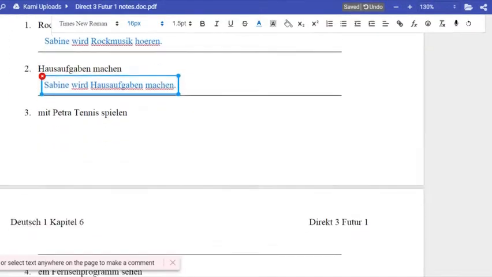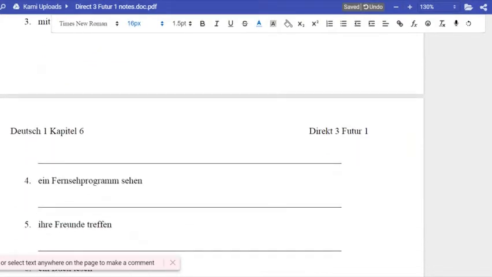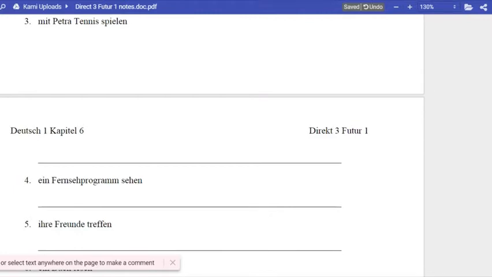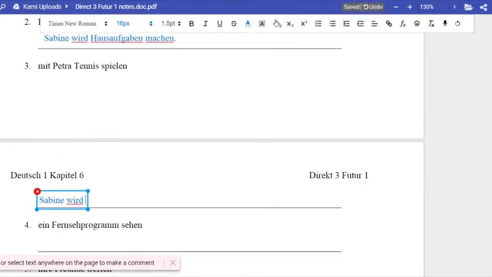Okay, Nummer 3. We're going to say that Sabina is going to play tennis with Petra. So, get my little text editor here, starting off with Sabina. Conjugate werden to go with Sabina, and that will be just like the other ones, wird. And now, what is she going to do? She's going to play tennis with Petra.